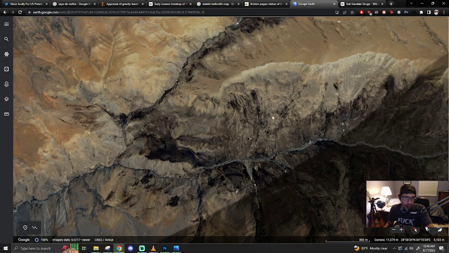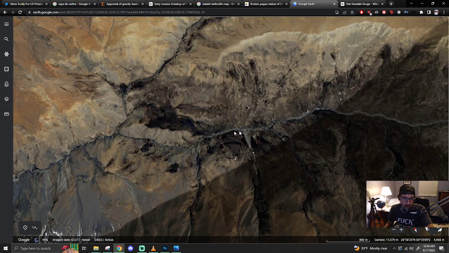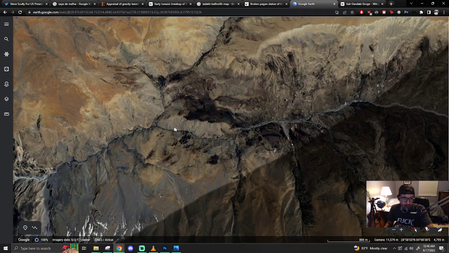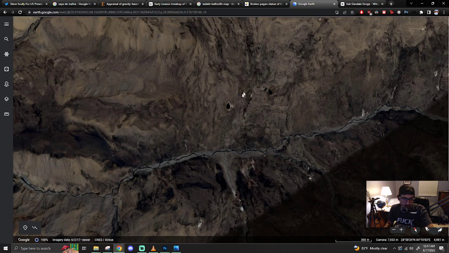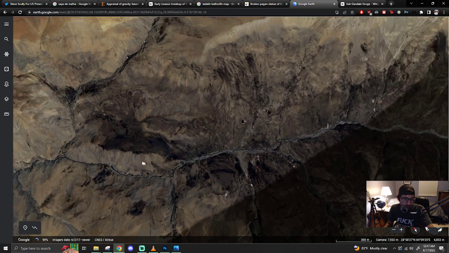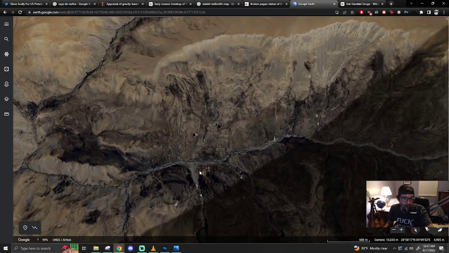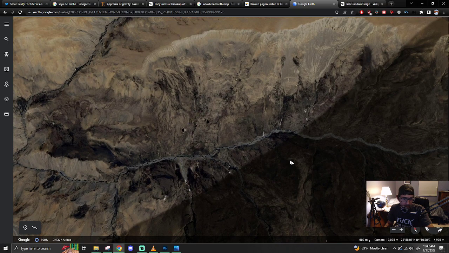Because if there's a flow going off and there's a current going down here, when this structure runs into it, it bends in this direction. Bends in that direction. Bends in that direction, maybe even? I don't know. Bends in that direction.